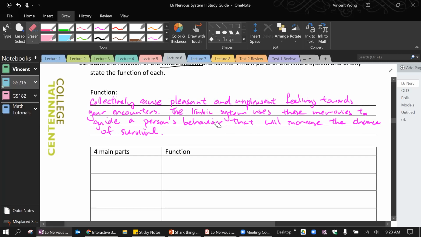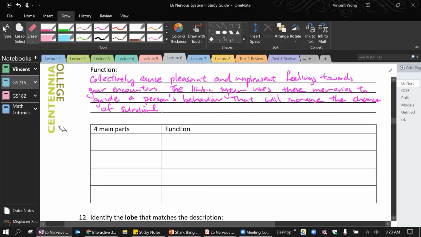So, for example, if you eat something that makes you really sick, right, it causes an unpleasant feeling. Next time you see that same food, you'd be like, oh, I don't want to eat it. Okay, I recall that was not too good, right? And you have this repulsive feeling towards that thing, right? So that's part of your limbic system.